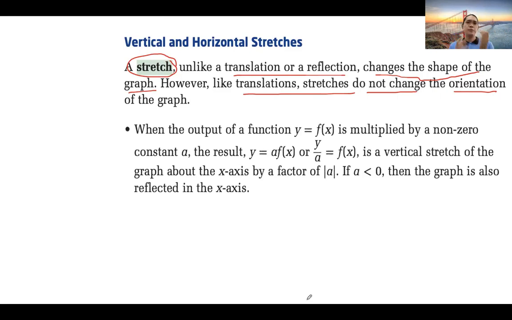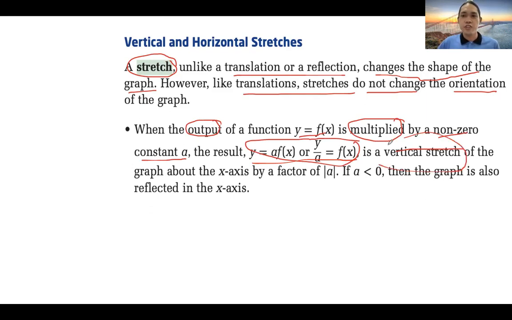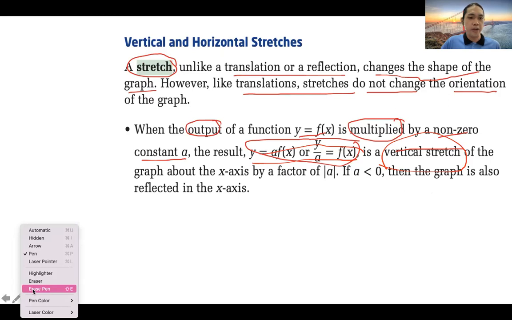Okay, so when the output of a function y equals f of x is multiplied by a non-zero constant a, then the result is y equals af of x, or y over a equals f of x. Take note of that form. This is the formula for a vertical stretch. So if you have a vertical stretch, then you can use this formula. Okay, so I hope we're clear about it.